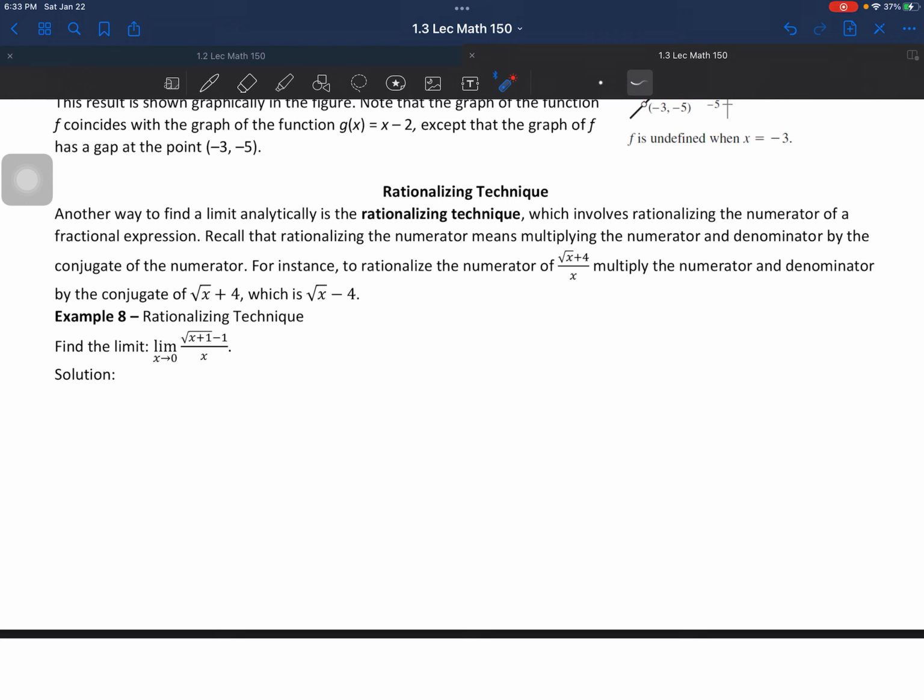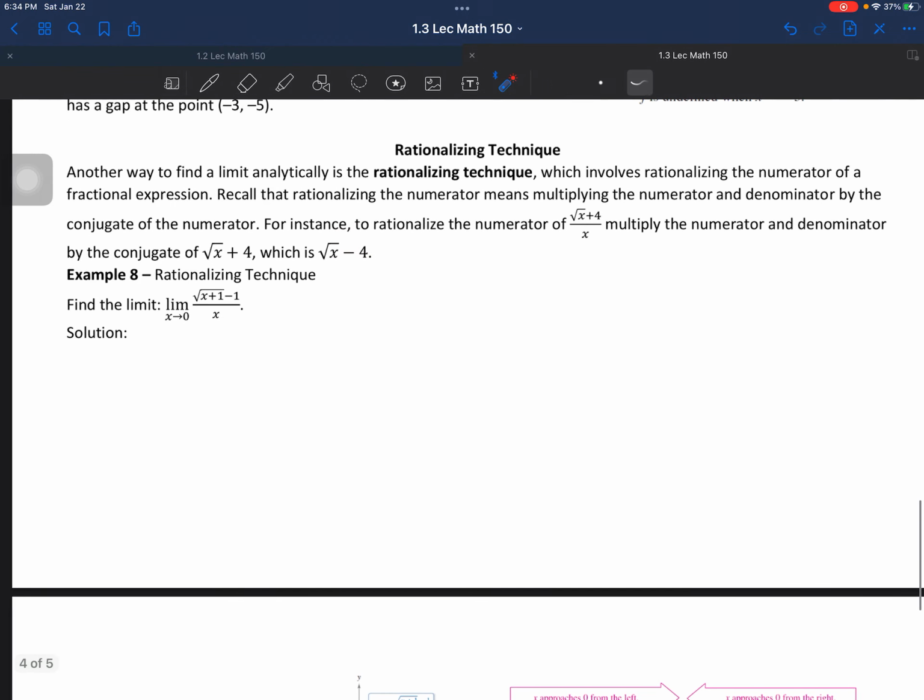Recall that rationalizing the numerator means multiplying the numerator and the denominator by the conjugate of the numerator. For instance, to rationalize the numerator of the quotient square root of x plus 4 over x, we would need to multiply the numerator and the denominator by the conjugate of the square root of x plus 4, which is the same thing but with the different sign in the middle, right? So it would be the square root of x minus 4.